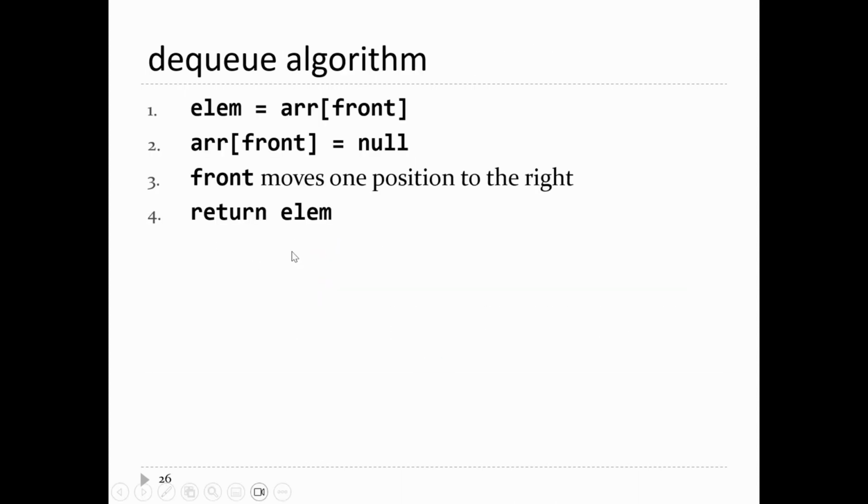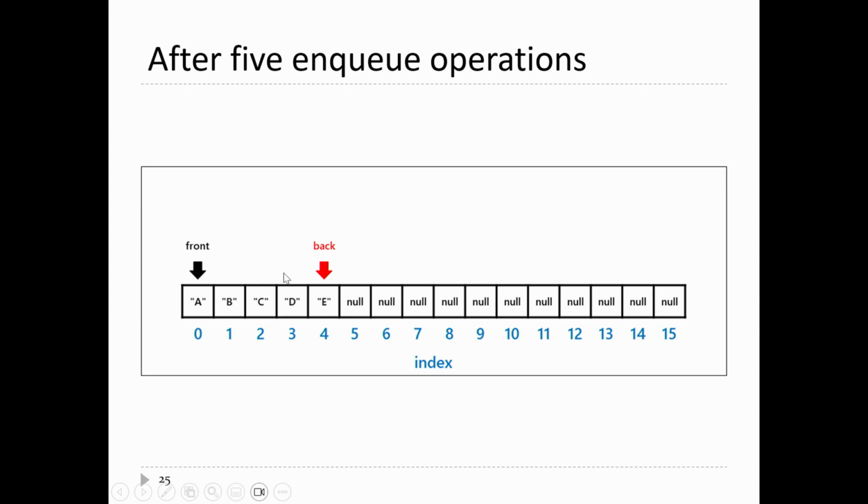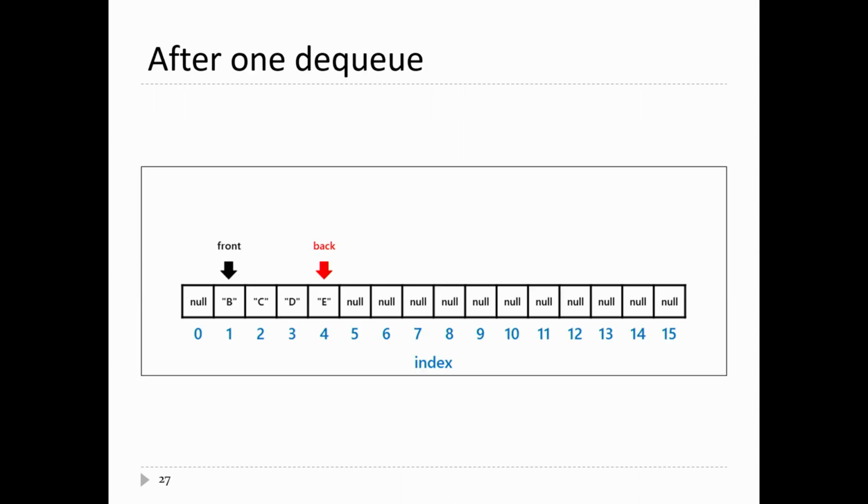So in this situation here, I'm going to remember what the A is. I'm then going to overwrite the A with null. I'm going to move front 1 position to the right. So instead of moving the B, C, D, E forward 1 position in the array, I just move the index 1 position backwards in the array. And we end up with that. The A comes out, overwrite the A, front moves over 1 position to the right.